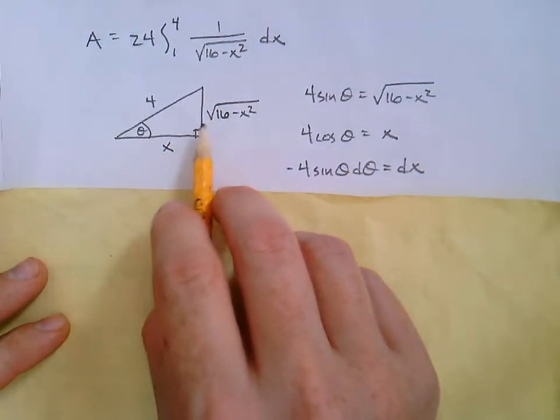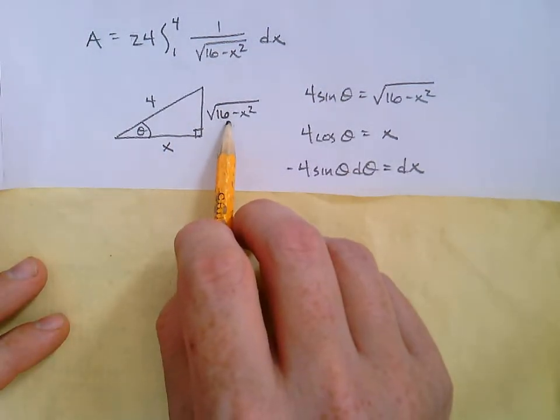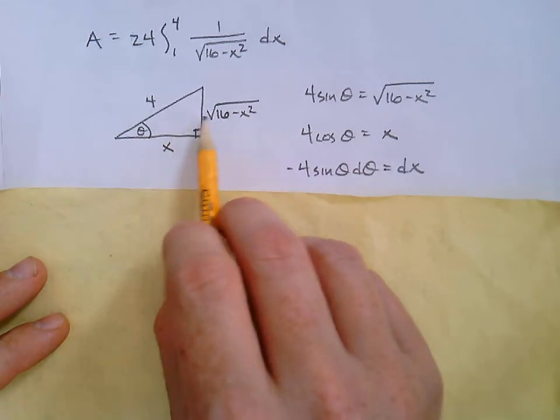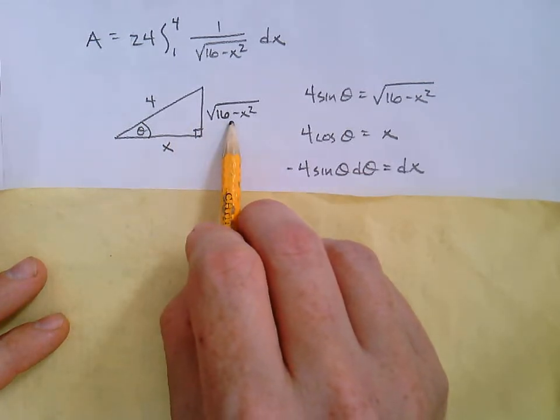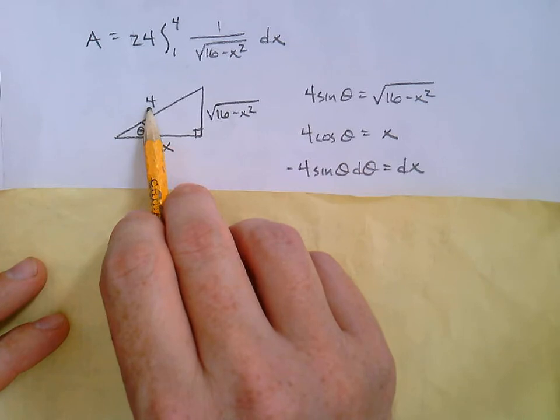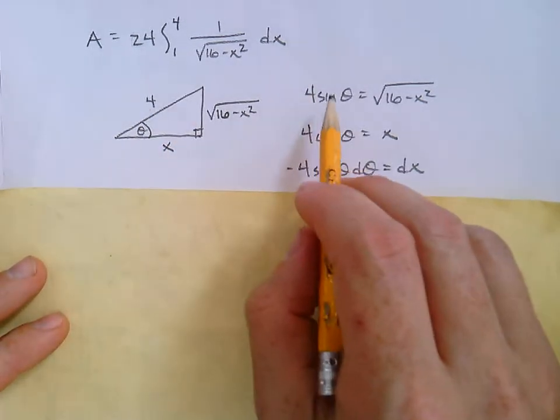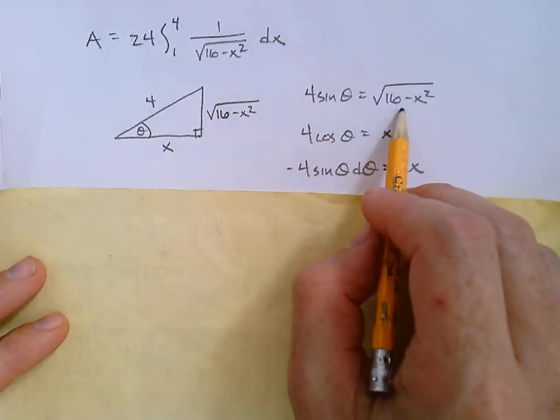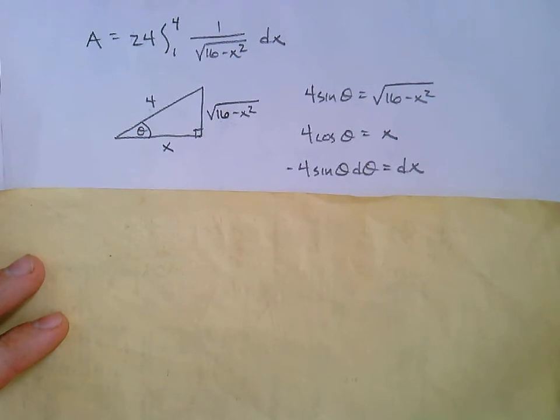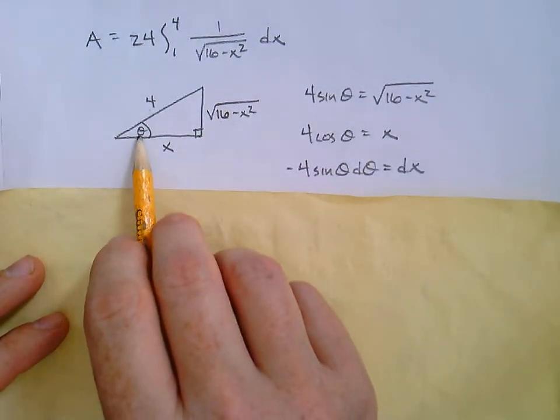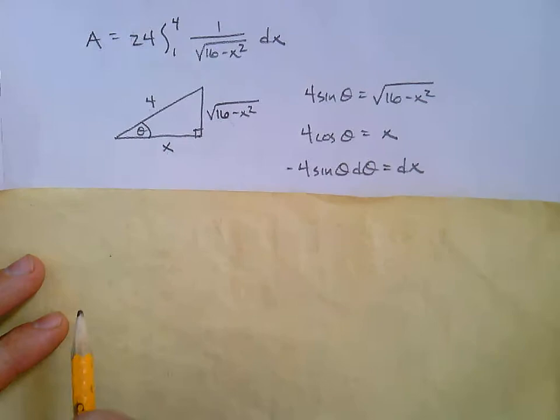And then looking at my triangle, I can see that the sine of theta would be square root of 16 minus x squared over 4. So if I multiply the 4 over, then I can say 4 sine theta equals that square root. I also notice that cosine theta is x over 4, so I can multiply that 4 over and say 4 cosine theta equals x.